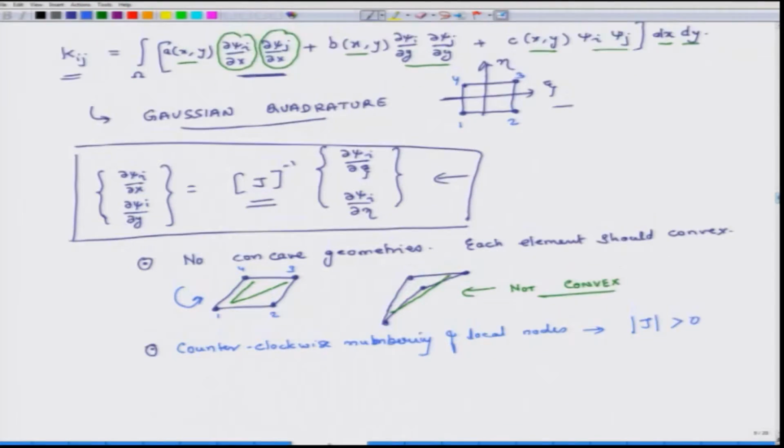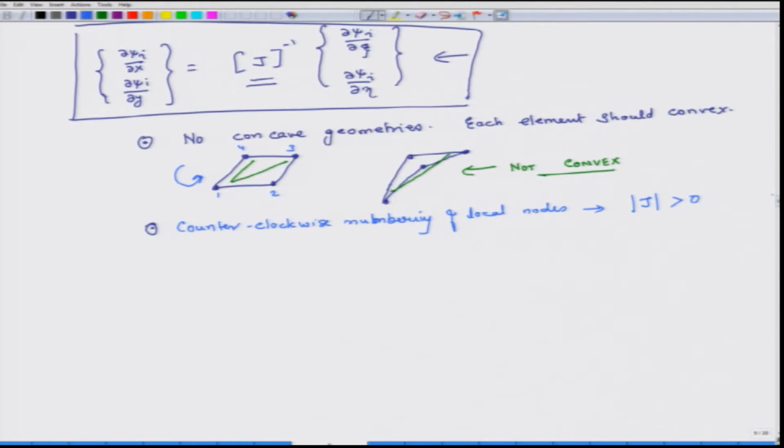And then, if there is no concave geometry, it essentially implies that all interior angles should be less than pi radians. So, this is less than pi, this is less than pi, this is less than pi, but this angle is more than pi, and because of that the geometry is not convex.